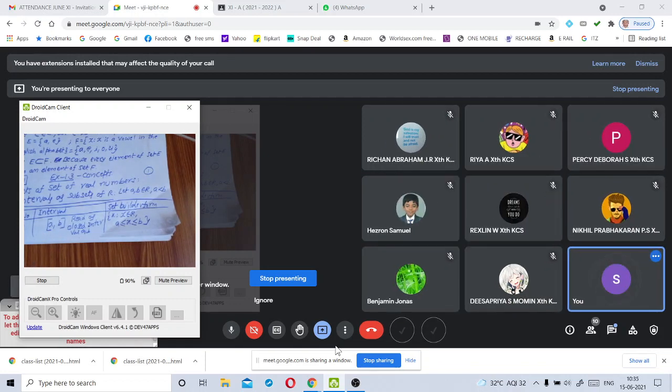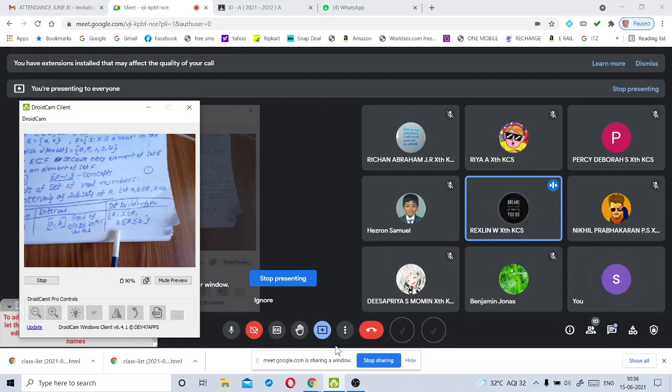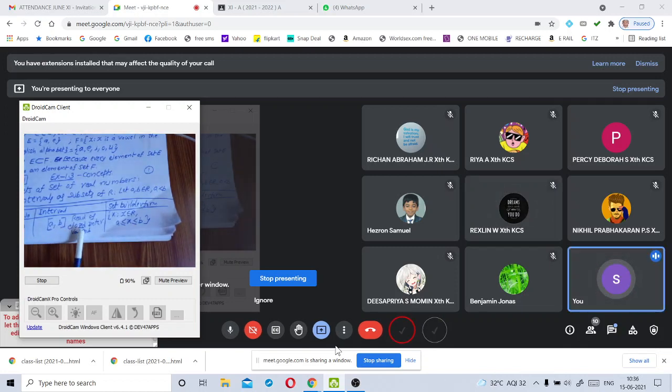Rexlin, read this interval. Closed interval a comma b. It's a set builder form: set of all x such that x belongs to R, a is less than or equal to x, less than or equal to b. Very good. All of you listen carefully, my dear children. Now, Nikhil, read this interval.